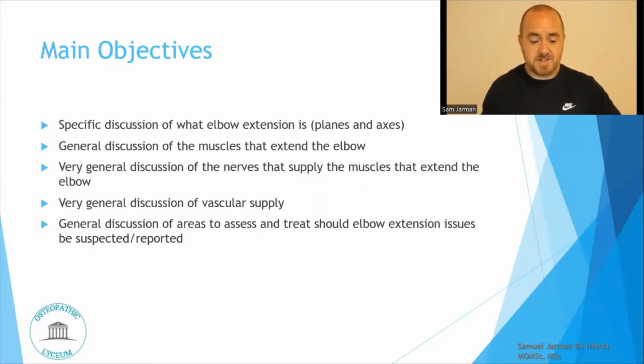So our objectives here: a specific discussion of what elbow extension is, planes and axis, a general discussion of the muscles that extend the elbow, so really simple, triceps and anconeus. A very general discussion of the nerves that supply the muscles that extend the elbow: one nerve, the radial nerve. A very general discussion of the vascular supply: one artery, which is the profunda brachii. And a general discussion of the areas to assess and treat should elbow extension issues be suspected or reported.